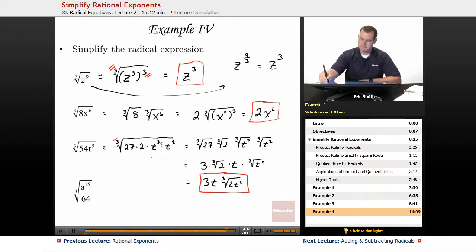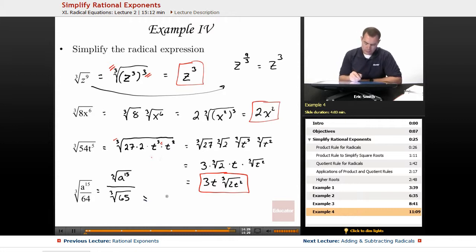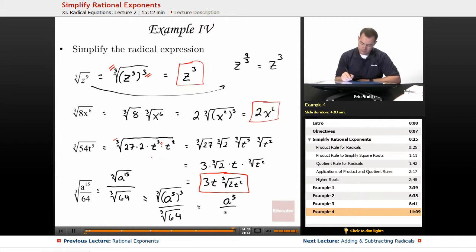Alright, and one more. I'll first split up the root over the top and on the bottom. So a to the 15th over the cubed root of 64. Now on the top of this, that's like a to the 5th, all cubed underneath the cubed root. And then for the 64 on the bottom, that's something I could just take the cubed root of. Alright, so this would simplify into a to the 5th, and the cubed root of 64, 4. And then that one simplified.